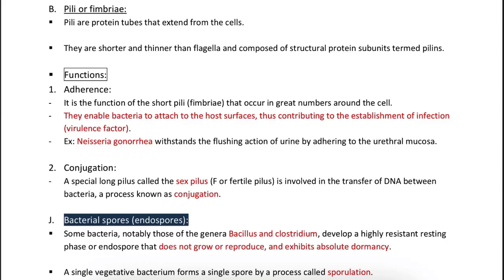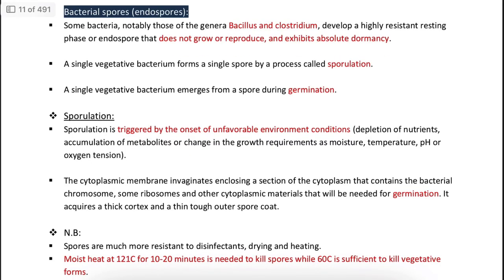The bacterial spores, or endospores, we can call survival specialists. What are endospores? They are dormant, non-reproductive, highly resistant forms produced by some gram-positive bacteria. The genera are Bacillus and Clostridium. One vegetative cell forms one spore and vice versa.